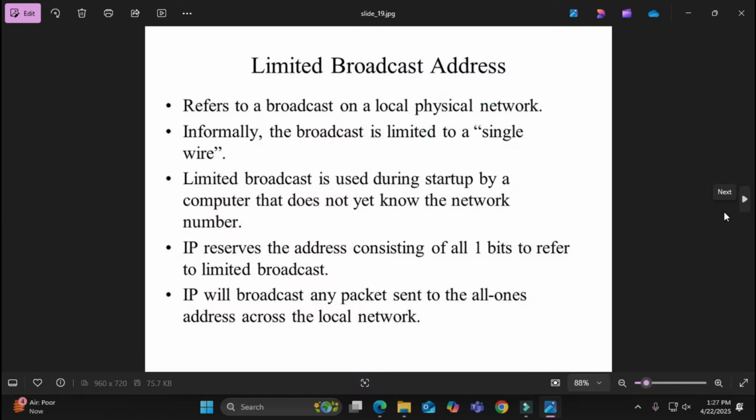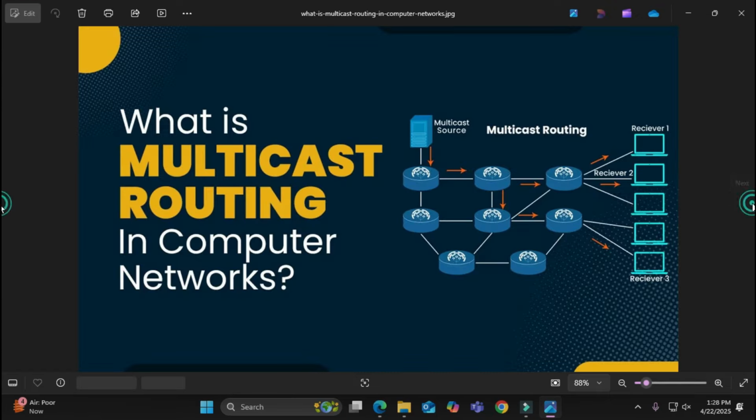Limited broadcasting refers to broadcasting within the local physical network. A limited broadcasting signal spreads, and limited broadcasting is used during this. What is multicasting? In this computer networking example, you observe this. In multicasting, there is one source. The multicasting goes to different routers. So many receivers and clients use this data through different routers, different networks, different locations. This is the multicasting example.